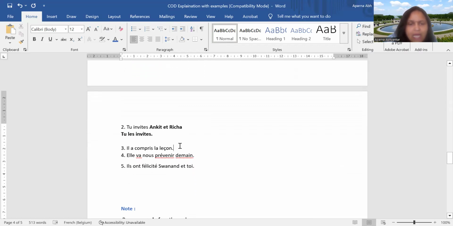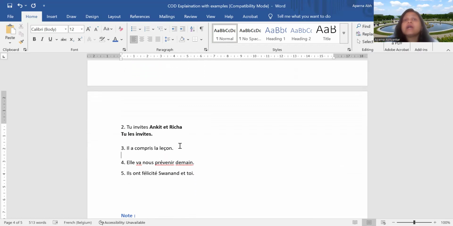Third question is, il a compris la leçon. Il a compris quoi? La leçon. La leçon is the direct object which needs to be replaced. Now it is feminine, so it will be replaced by la. Here, please note that it is a compris. It is the passé composé and la leçon is feminine. So, placement will be before the verb: la, then a, compris, and it will have one more e as it is feminine, comprise. Il, la, a compris.